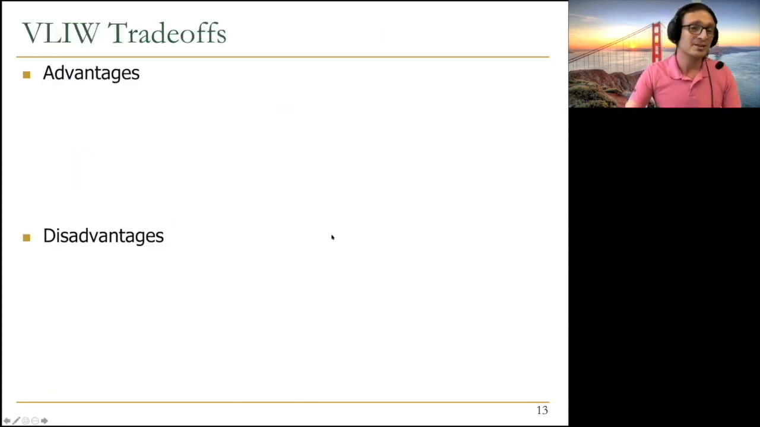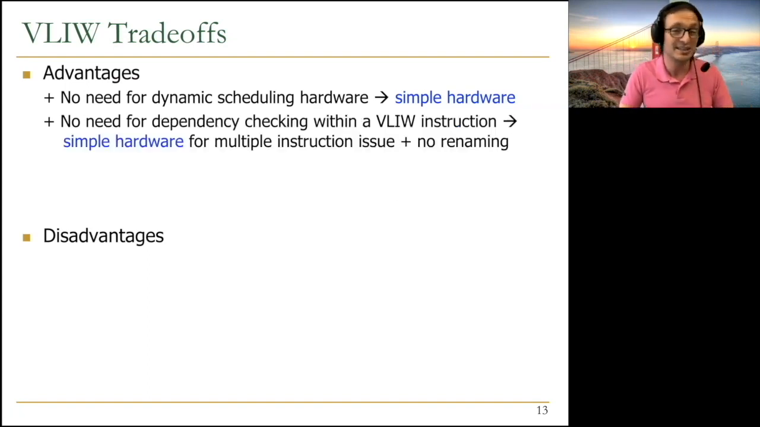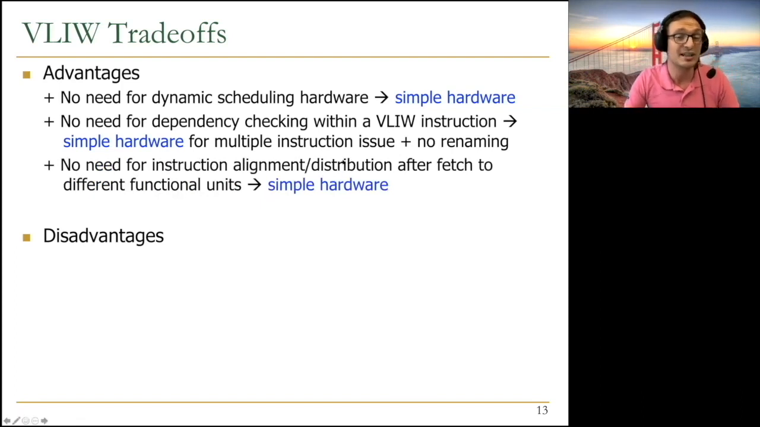Okay, so let's talk about the advantages and disadvantages of the VLIW trade-offs. Basically, the key advantage is there's no need for dynamic scheduling hardware. So out-of-order execution is not needed, assuming this works, of course. So you get simple hardware. And superscalar execution is not needed. Again, dependency checking is not needed. So no need for dependency checking within a VLIW instruction, simple hardware for multiple instruction issue. And there's no need for renaming because the compiler handles all of that, hopefully. No need for instruction alignment and distribution after fetch to different functional units. Again, hardware stays simple. You can see that the advantages are all simple hardware, simple hardware, simple hardware, right? As expected, because that's the philosophy and that's the principle.